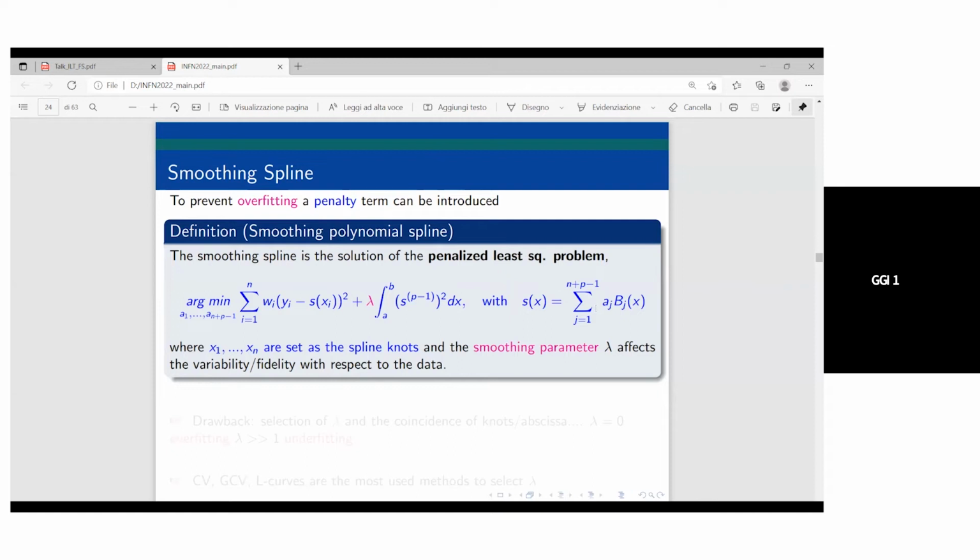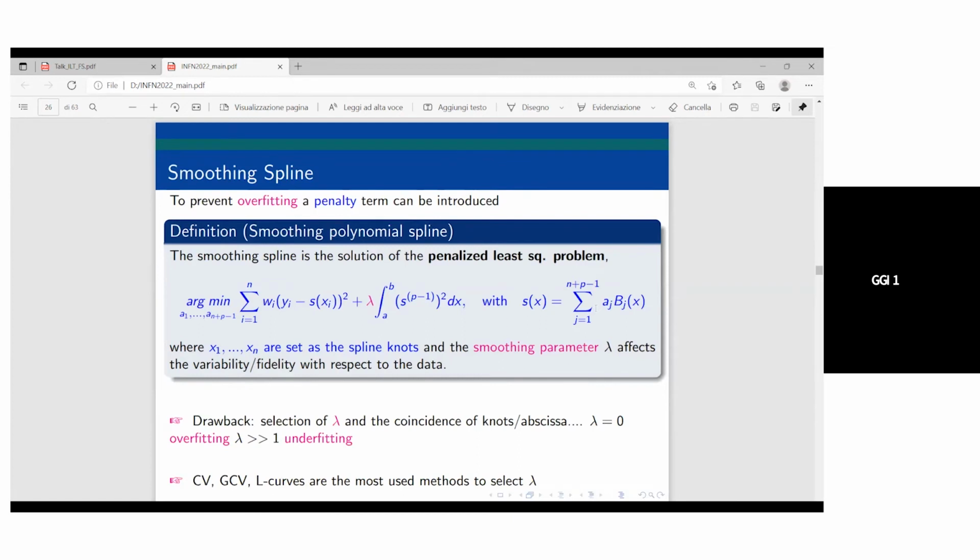But here the problem is to select the smoothing parameter, because it is not given by the data, and it affects the fidelity or variability with respect to the data. And we can see a great difference if we choose one lambda or another lambda. In particular, if lambda is 0, we are back to the overfitting problem because we get the interpolant. And if it's too big, we get underfitting. So it must be chosen in a clever way. People studied the way to choose it. For example, I mentioned the cross-validation method or the L-curve method. There are methods mainly proposed by statisticians.